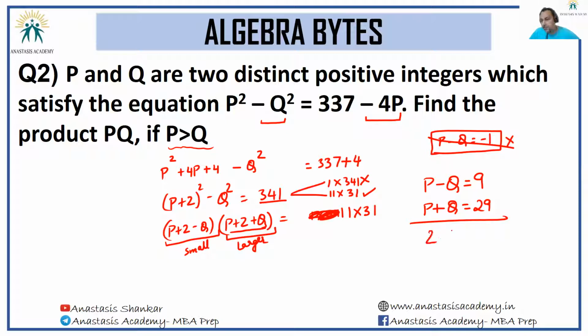Now I have 2p is equal to 38 or p is equal to 19. If p is equal to 19, q should be equal to 10. At p 19, q 10. Finally, I was asked the product of pq. The answer will be 190.